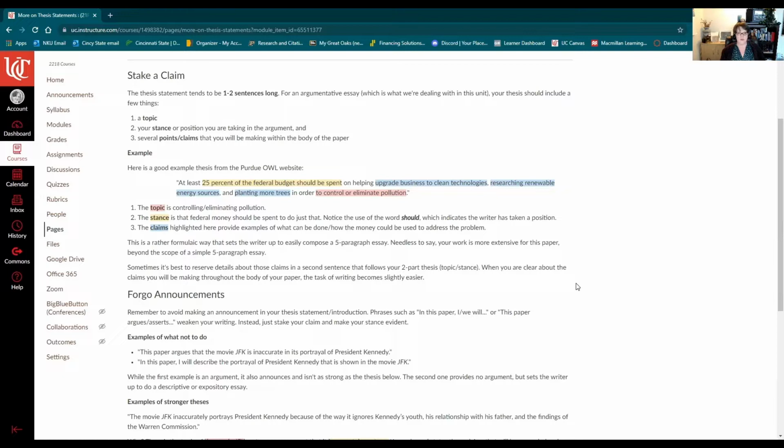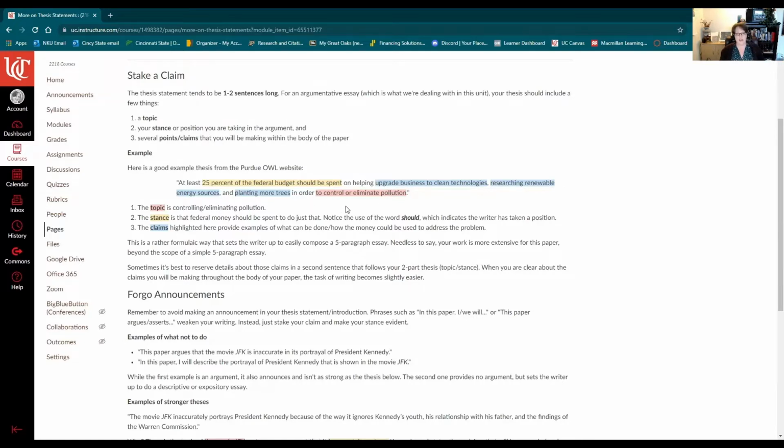At least 25% of the federal budget should be spent on helping upgrade business to clean technologies, researching renewable energy sources, and planting more trees in order to control or eliminate pollution. So what I've done here is I've highlighted the various portions of this thesis statement. It's concise, it's focused, and it lets the reader know where this writer is going to go with this argument.